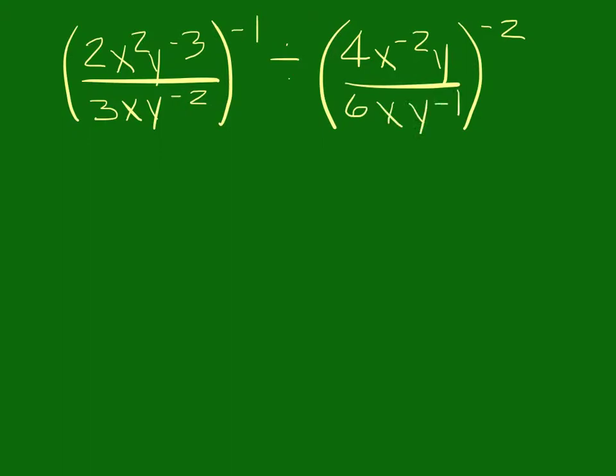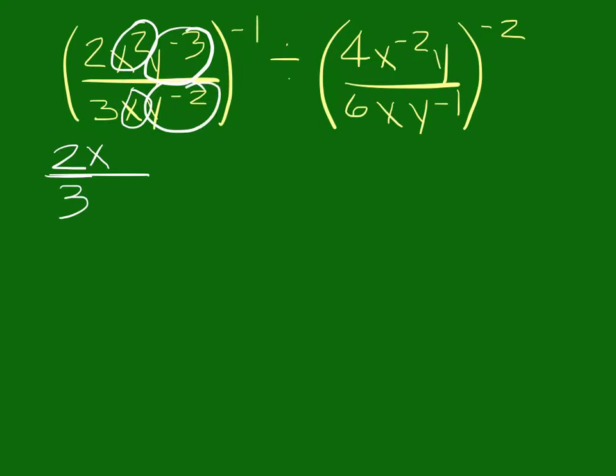Simplify inside the parentheses before you do anything else. The 2 over 3, nothing can happen with that. But you have x squared over x, which is just an x on the top. Y to the negative 3 and y to the negative 2, they trade places, and it becomes y to the second over y to the third. What does that reduce to? Y to the second over y to the third reduces to y, and where? On the bottom. So we keep the negative 1 power and move to the other side.